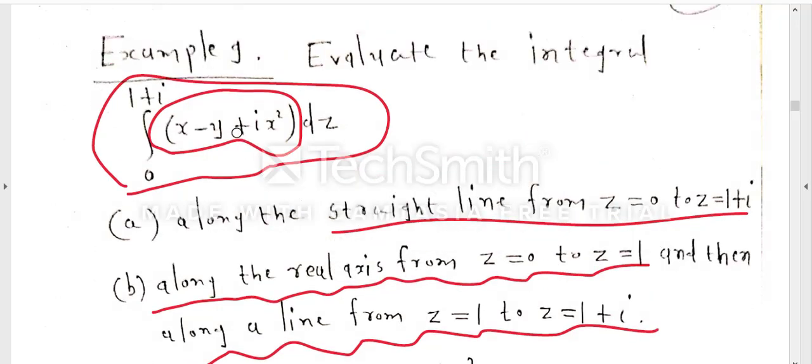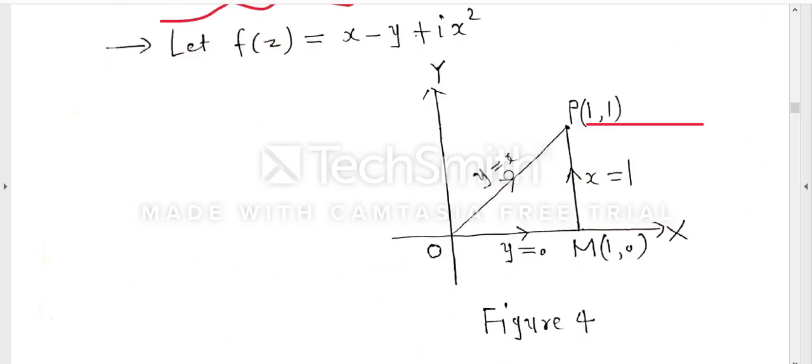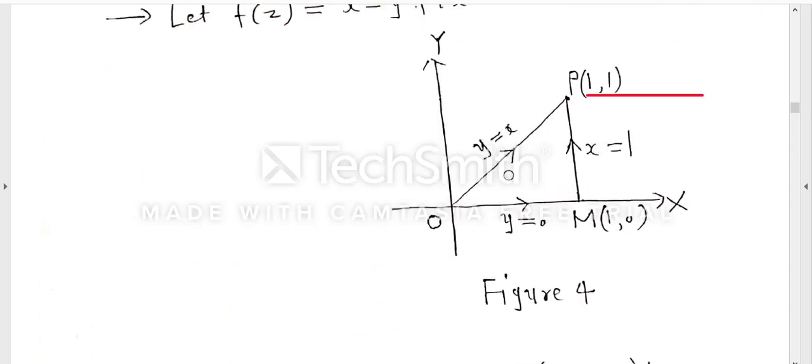Okay, so the function is the same, but we are considering the value of the contour integral along 2 different paths. So whether we are going to obtain the same answer or different answers. So let us see. First we find out the value of the contour integral along the straight line from 0 to 1 plus i. So along this path, the straight line from 0 to 1 plus i is nothing but y equal to x.